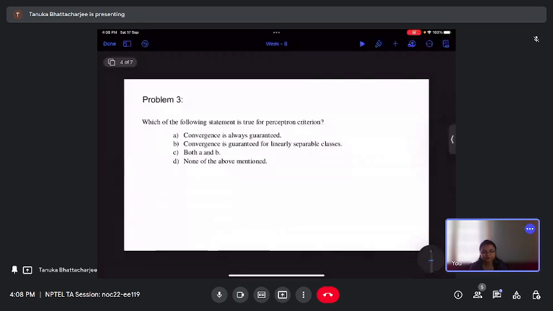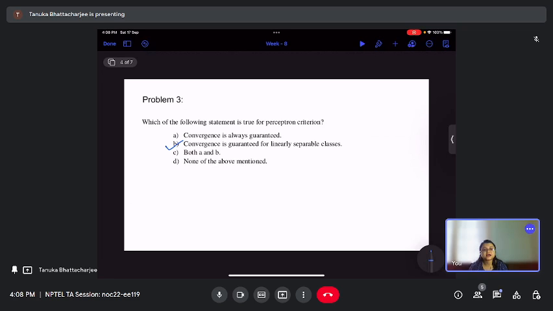What is the scenario? As you will know, for perceptron criteria and also for relaxation criteria, the convergence is guaranteed when the classes in the training set are linearly separable. In that case, these algorithms have guaranteed convergence. So you will definitely end up with a solution vector that can perfectly classify your entire training data. So option B is the correct answer.